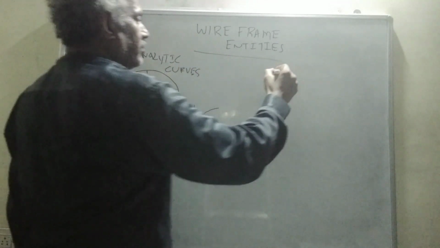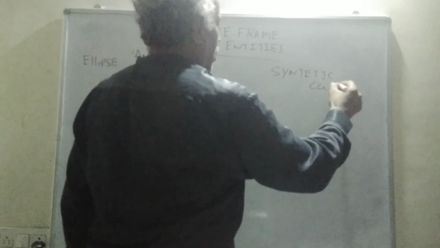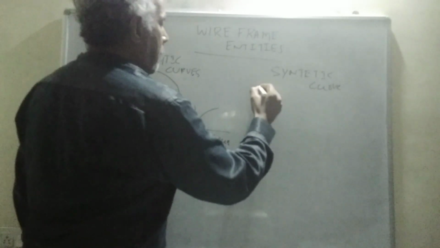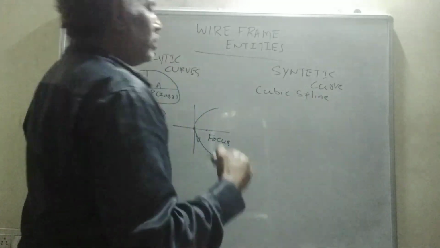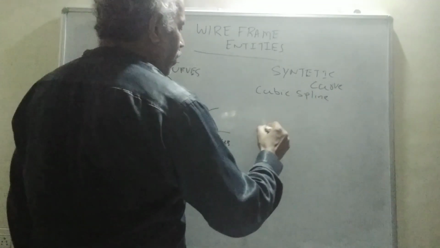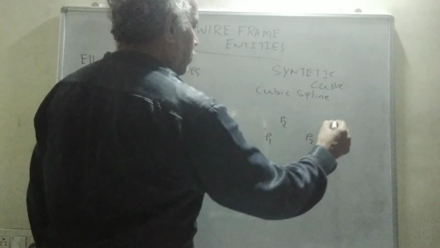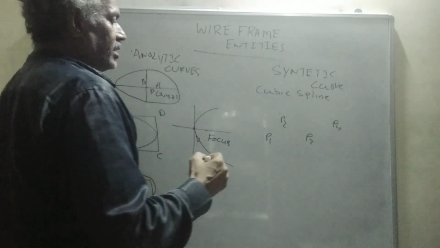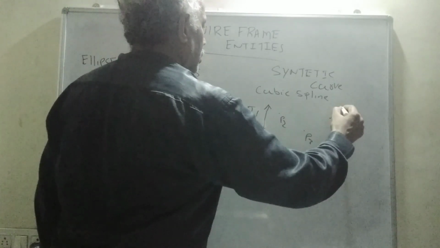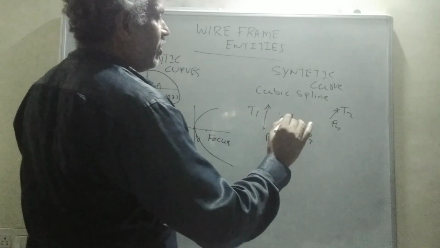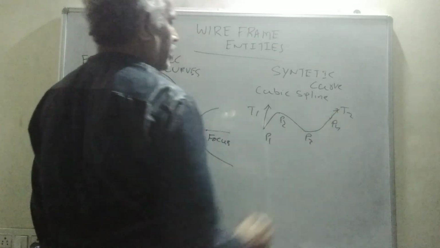And for synthetic curves, we have the cubic spline. To develop an algorithm for the cubic spline, we need four coordinates: T1, T2, T3, T4. And once you have the four coordinates, you can have tangents T1 and T2. If you have this data in the computer, you can easily write an algorithm to draw the cubic spline.